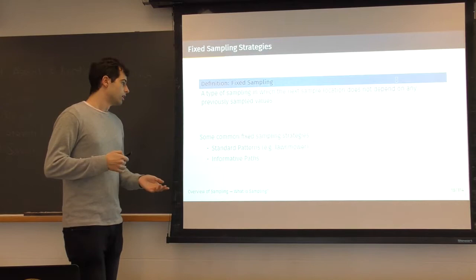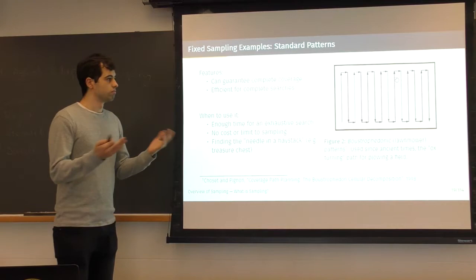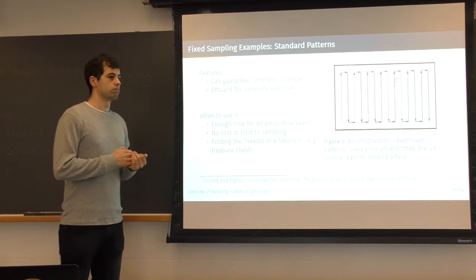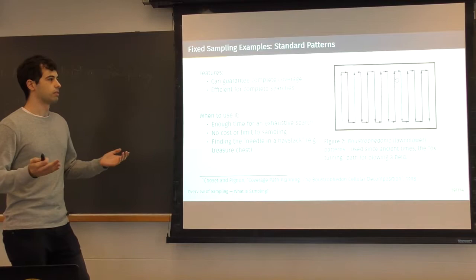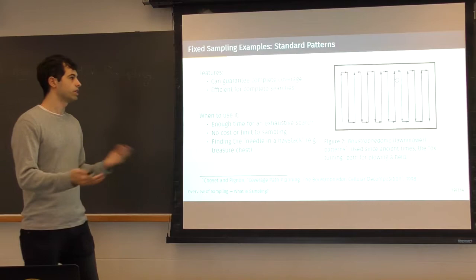There are two examples here. The first one is fixed patterns. Use a standard pattern, such as the lawnmower pattern we all know. I might be interested in taking this strategy when, for example, instead of wanting the deepest point, I want to map everything. So I want complete coverage of the surface. This is a complete search: you go through the whole environment.